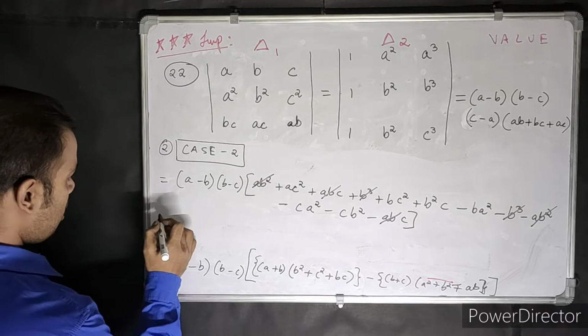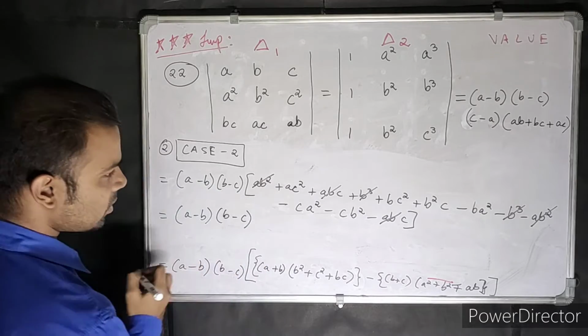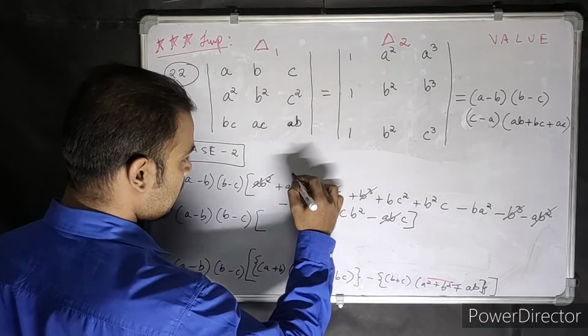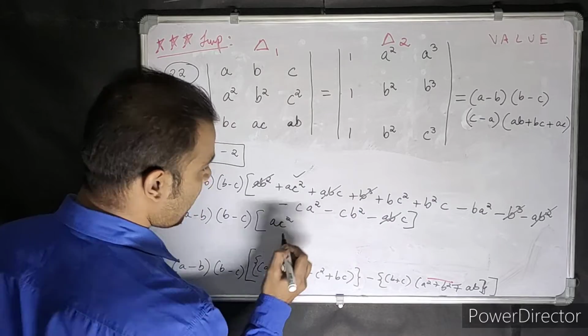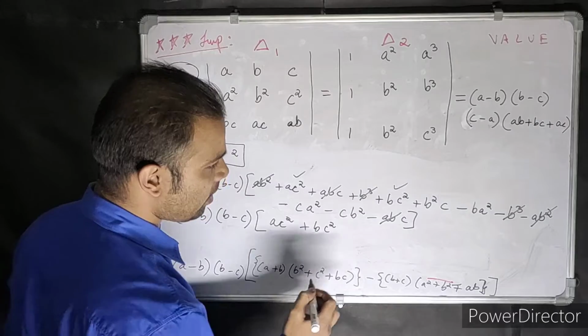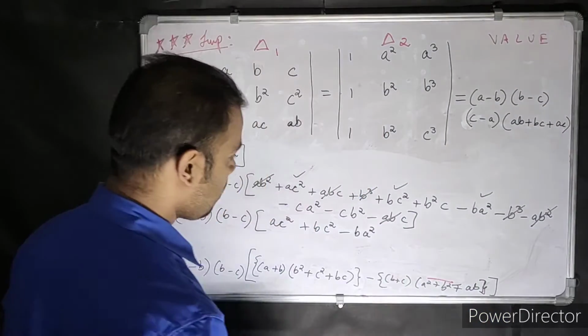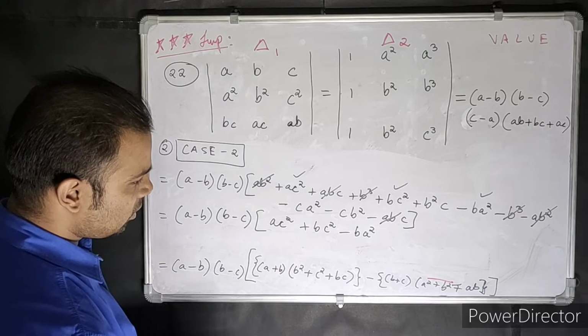So let's write out whatever is left, that is (a minus b)(b minus c). Then we are left with this ac square. Then you're left with plus bc square. Then you're left with minus ba square. And what else are you left with?